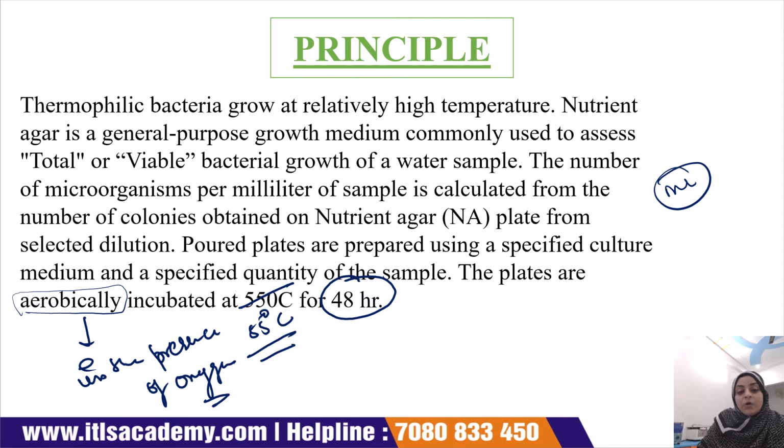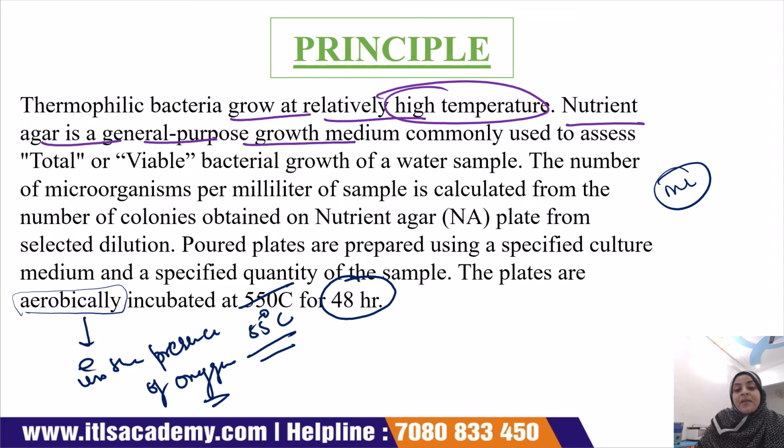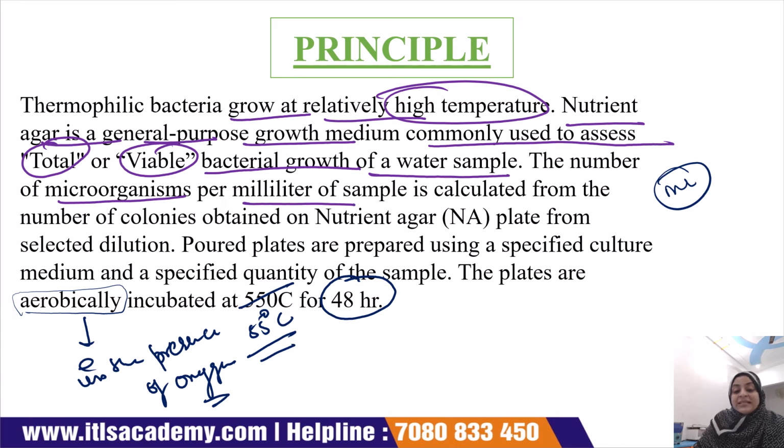Thermophilic bacteria grow at a relatively high temperature. Nutrient agar is a general purpose growth medium commonly used to assess total or viable bacterial growth of a water sample. The number of microorganisms per milliliter of a sample is calculated from the number of colonies obtained on a nutrient agar plate from a selected dilution.